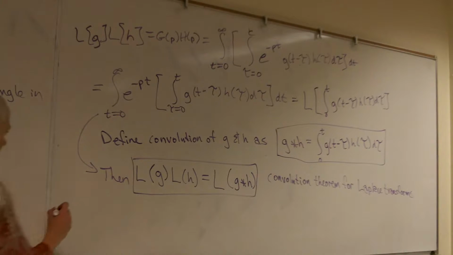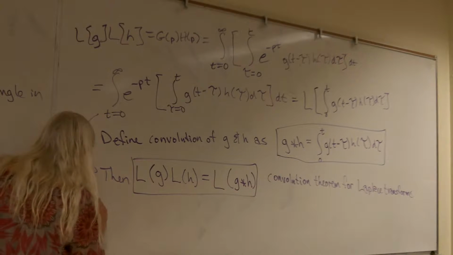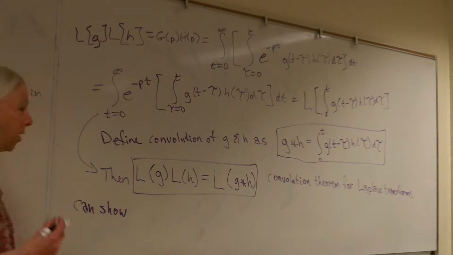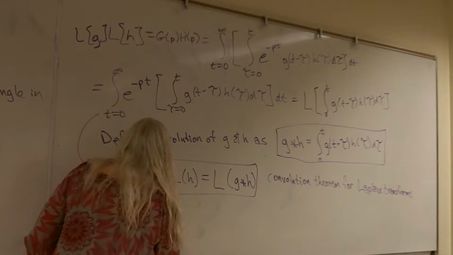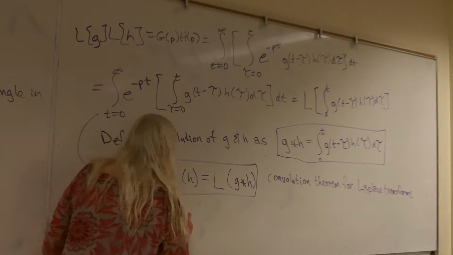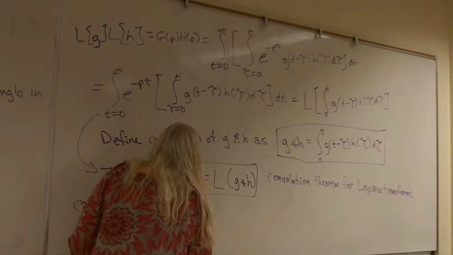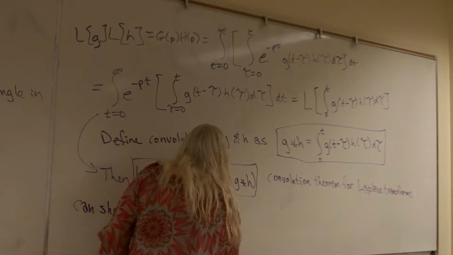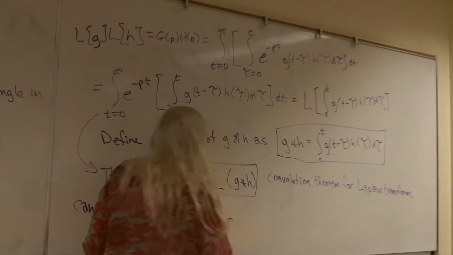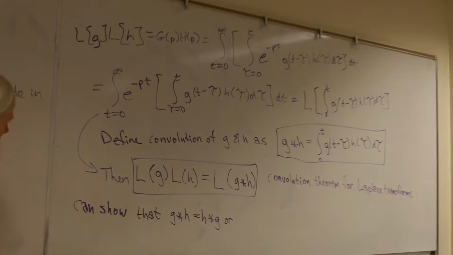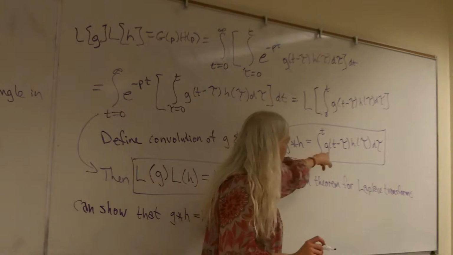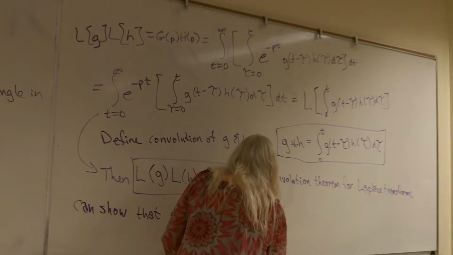But first, I want to just mention one other thing about convolutions that is going to be useful to us also. You can show, and I'm not going to take the time to show this, that the convolution is commutative. In other words, the convolution of G and H is equal to the convolution of H and G. Or in other words, to write that out in terms of integrals, a convolution of G and H is defined right here.